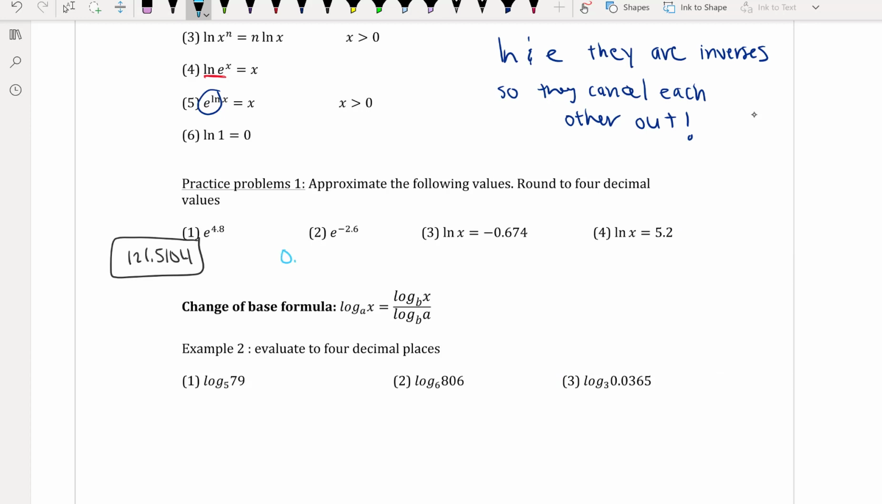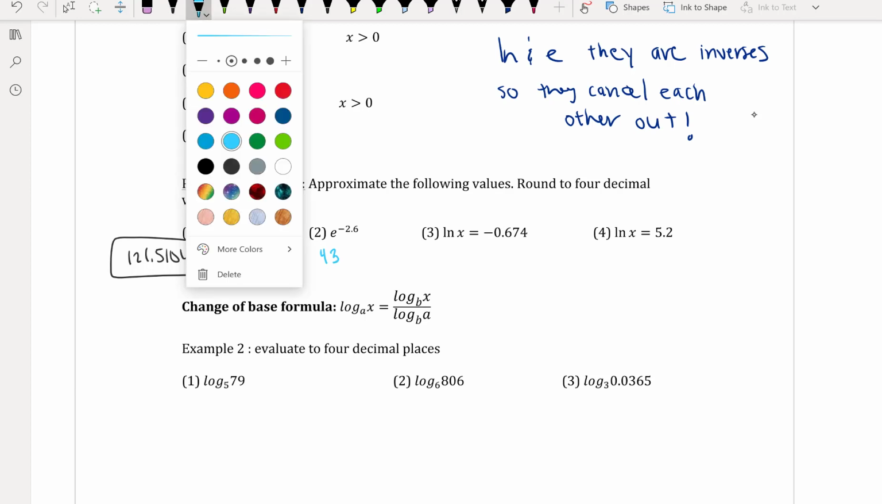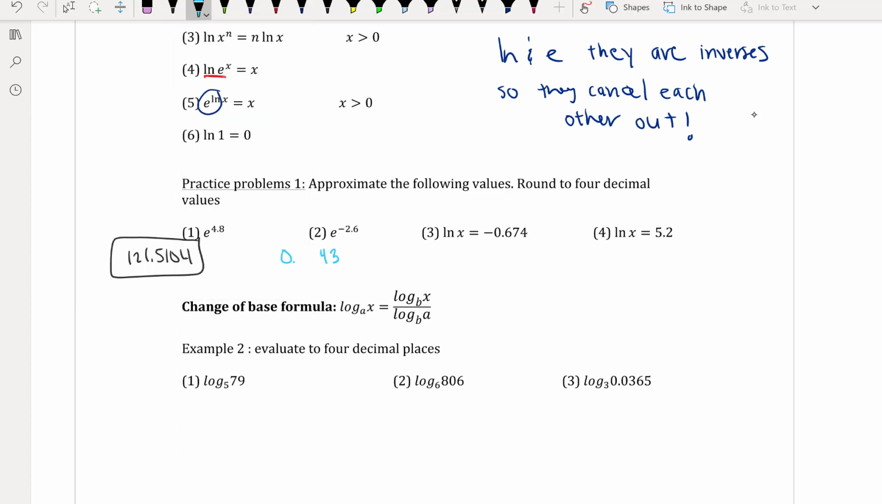So I'm going to go ahead and write that out. I have 0.0743. I'm just going to rewrite that 0 and that 7 a little bit nicer. I didn't like the way it looked. There, that looks a little better. So 0.0743.